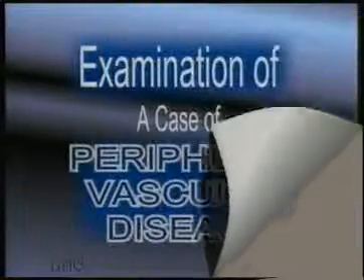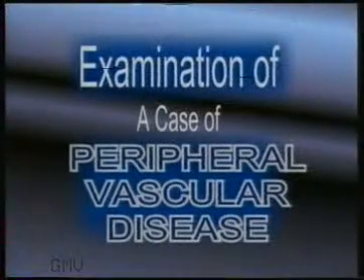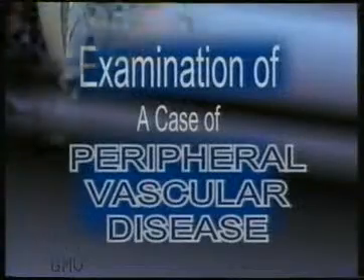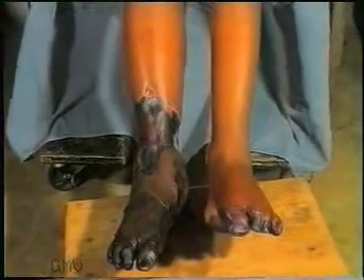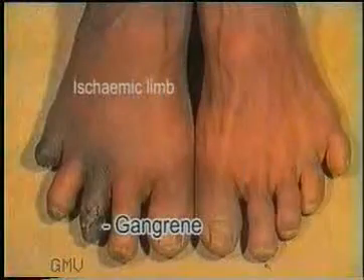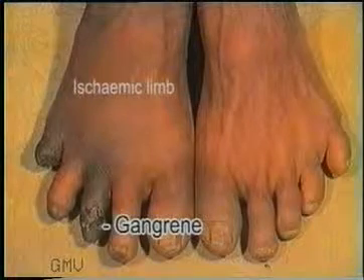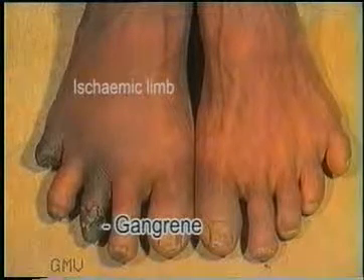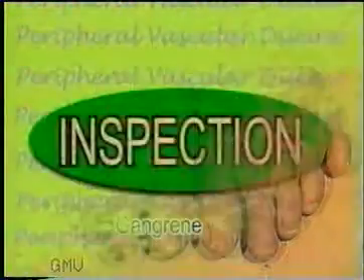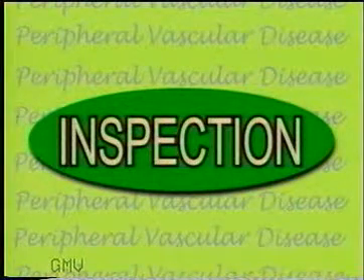Peripheral vascular disease. A case with peripheral vascular disease may present with a gangrene where cell death has already occurred, or before that with an ischemic limb. If gangrene be present, then examine the gangrenous area first and then proceed to examine the ischemic limb. Now we begin our examination with the inspection of the affected limb.